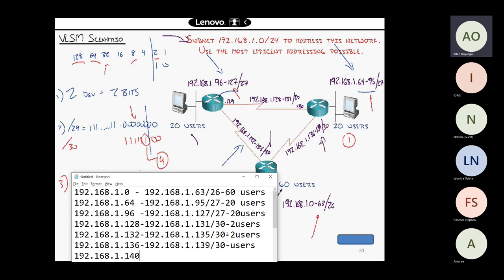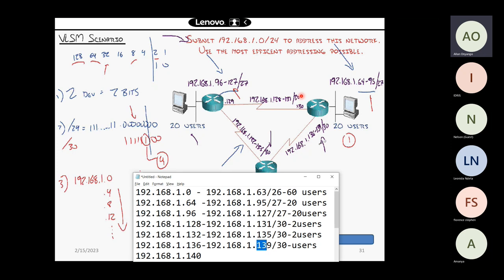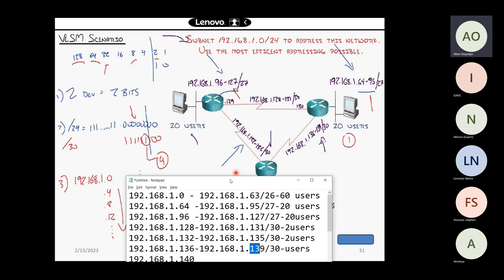132 to 135 is actually right here, and 136 to 139 here is actually this network here. And so we have done VLSM. We have assigned every network addresses according to how many it needs, not giving them the same number of addresses. Guys, this is what happens in the field, and this is what you're going to be seeing and doing in the field.